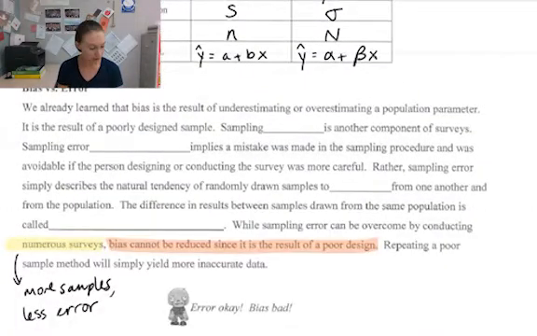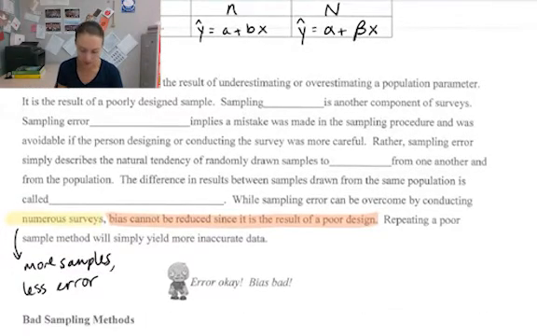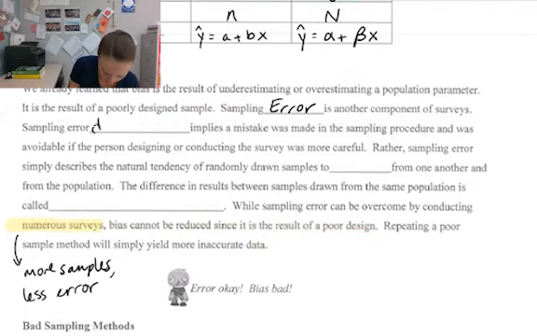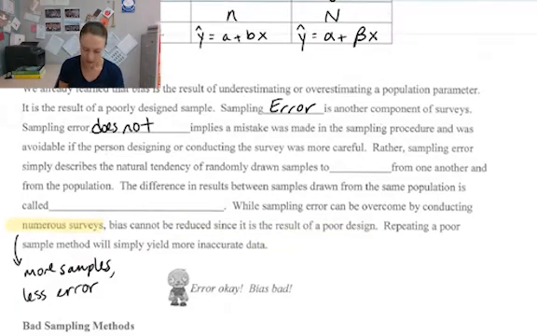All right, so bias versus error. We already learned that bias is a result of underestimating or overestimating a population parameter. It is the result of a poorly designed sample. A sampling error is different. It's another component of surveys. Sampling error does not imply a mistake was made in the sampling procedure that was avoidable if the person designing or conducting the survey was more careful.